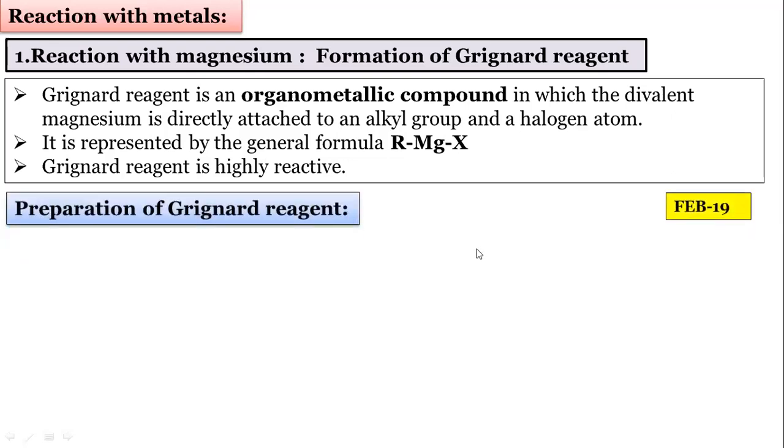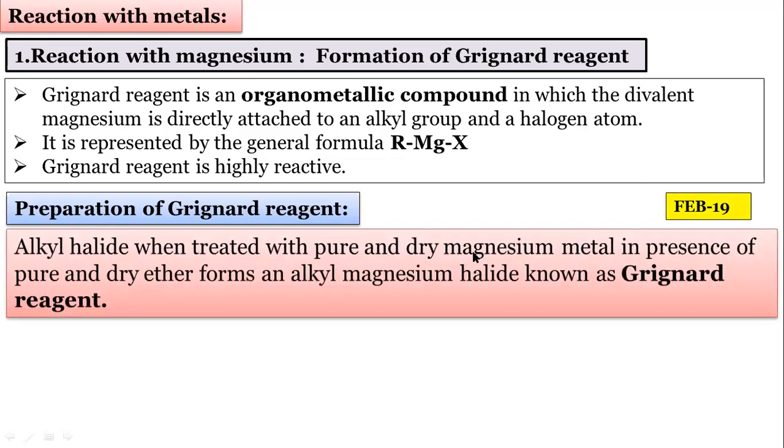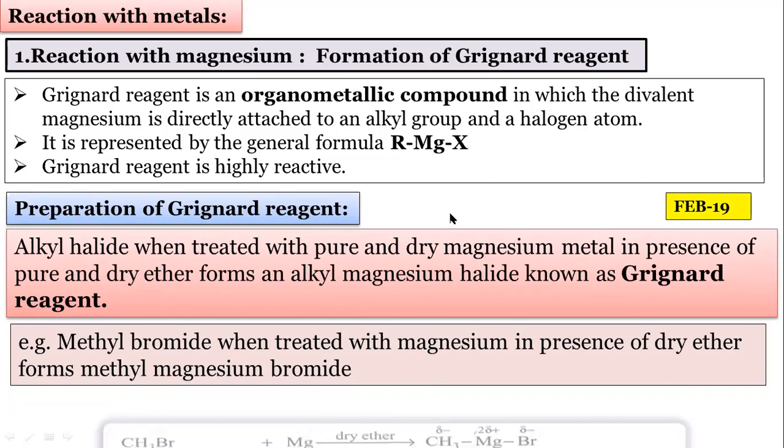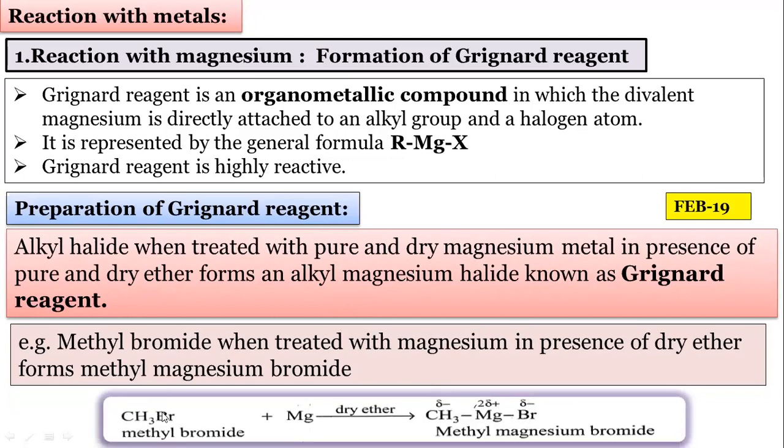So generally, the question is asked how Grignard reagents are prepared. Grignard reagents are prepared when any alkyl halide, see this example directly, is treated with magnesium metal in the presence of dry ether. The condition is very important. We have to use dry ether as a solvent only. The role of the ether is only as solvent; it does not react in the reaction. So we get the product CH3MgBr.